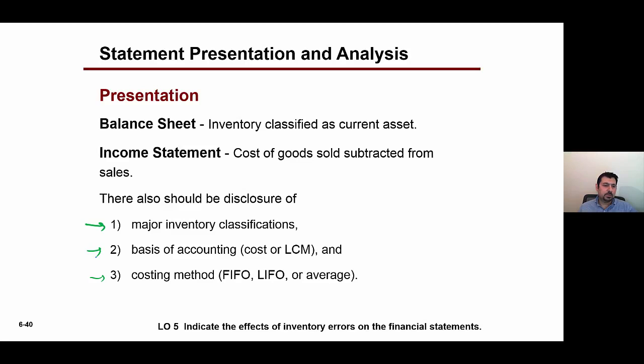On the income statement, cost of goods sold will be subtracted from net sales. This is classified under the multiple-step income statement. It would be subtracted from the sales to get to gross profit.